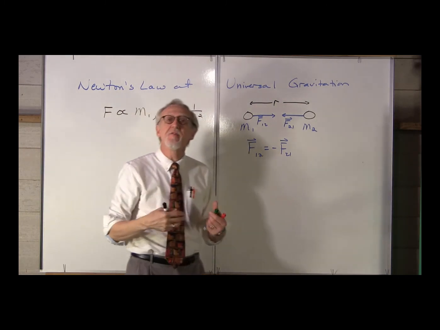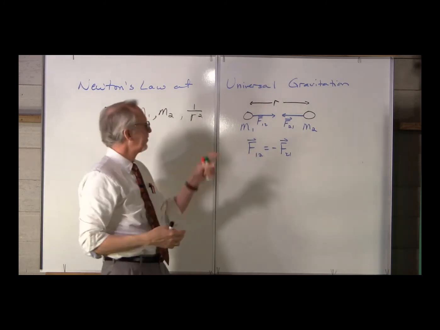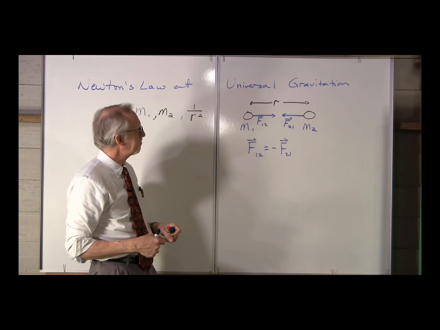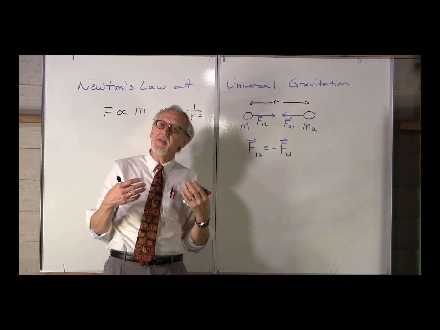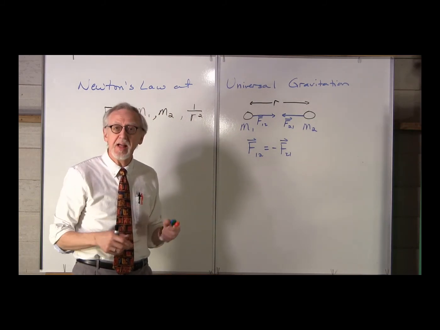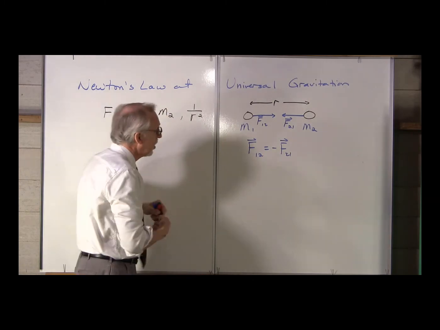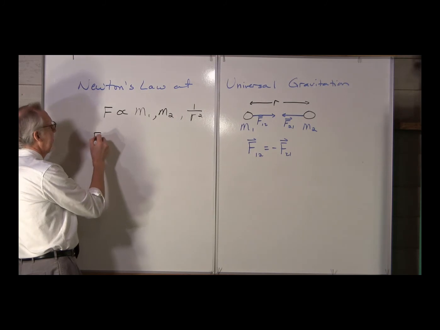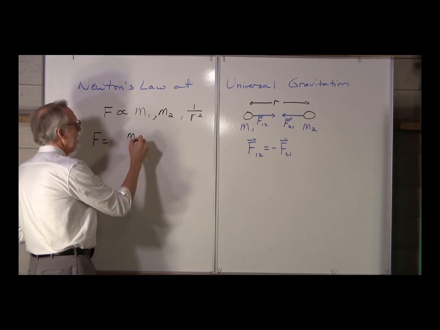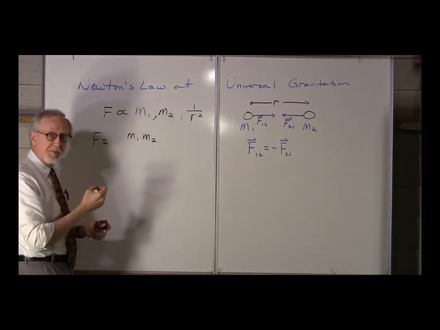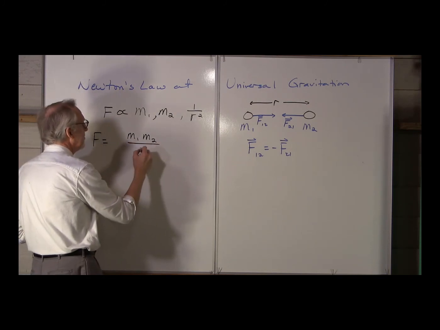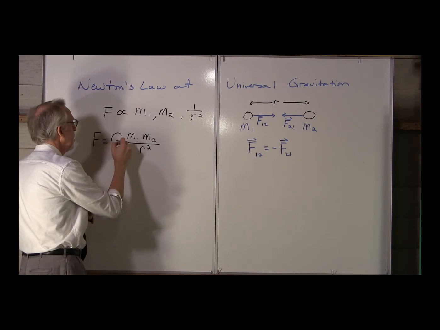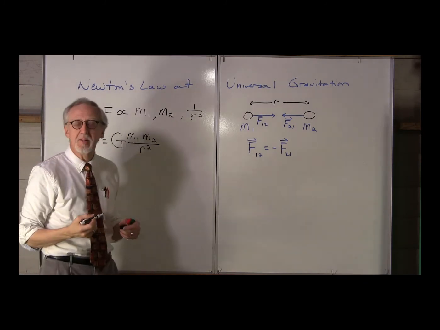We call that an inverse square relationship. Inverse square of the distance, so 1 over r squared. Now it turns out that there is also a constant of proportionality that we have to stick in there. So we can write this actually as an equality. F equals m1 times m2 divided by r squared, and the constant of proportionality we write as a capital letter G.